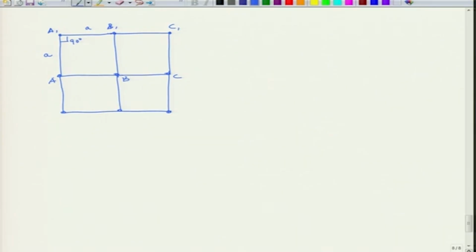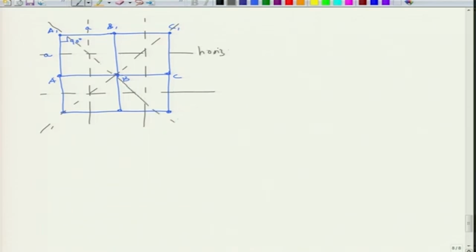You have mirrors which are there. If you draw a mirror at this position, then we have mirrors in this fashion, we have mirrors in this fashion also, and we have mirrors in this fashion also. So we have horizontal mirror, we have vertical mirror, and we have diagonal mirror. So we have translation as well as reflection symmetry.